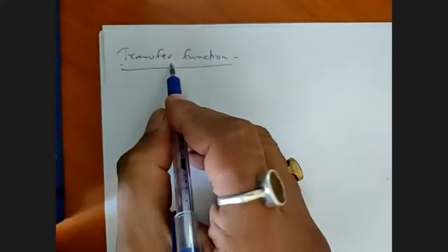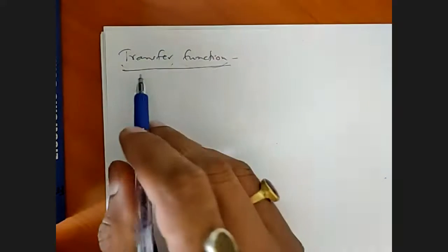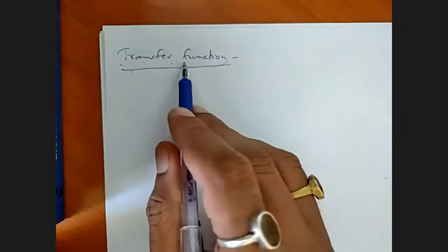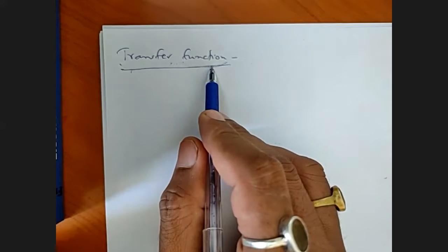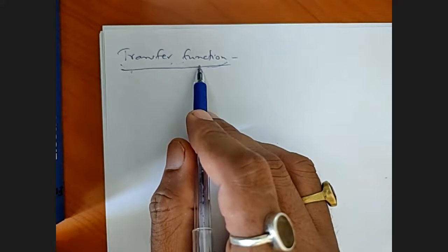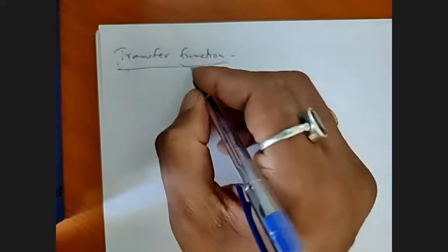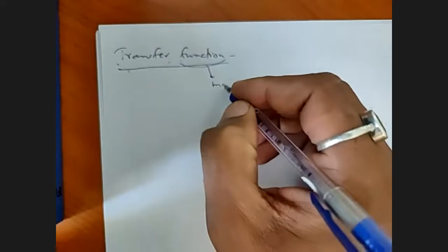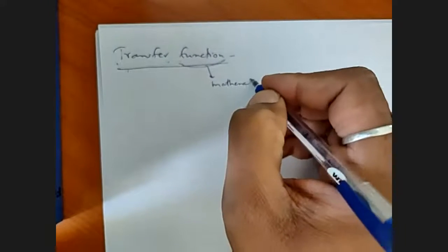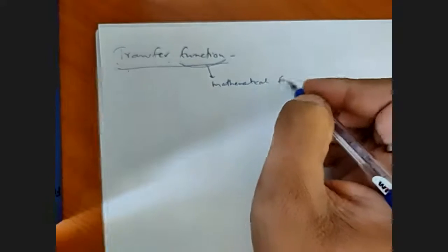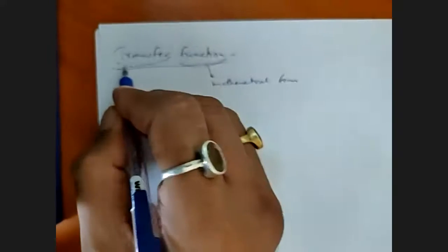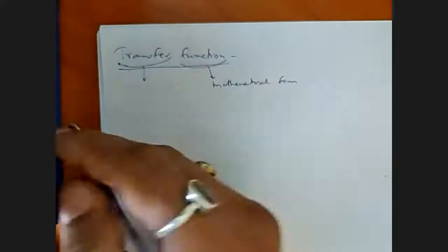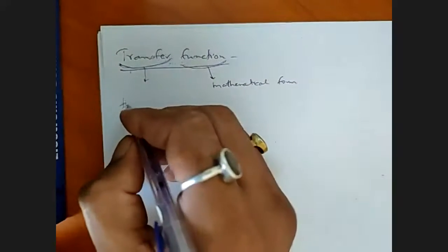Transfer and function. Function means representation of something, the mathematical form of anything. And transfer means we have to transfer something. We will be having two things.